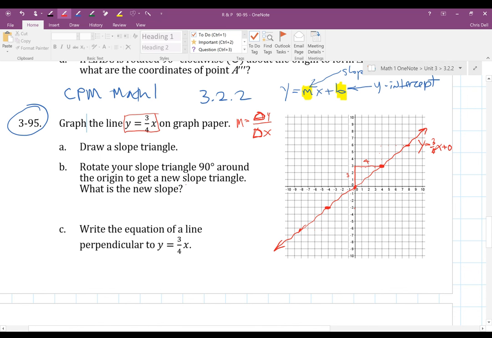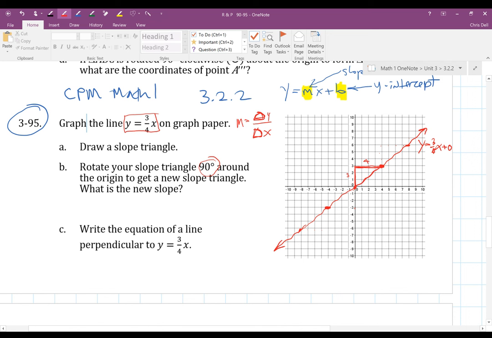So it says rotate your slope triangle. So draw a slope triangle. We did. I'm going to use this as my slope triangle, right? The change of y is 3, the change of x is 4, and there's the part of the line. So that's my slope triangle. It says to rotate your slope triangle 90 degrees around the origin to get a new slope triangle.